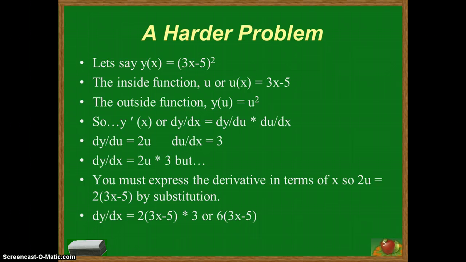dy/du is 2u because y of u was u squared. du/dx is simply 3 because u of x was 3x minus 5. Put them together, we get dy/dx equals 2u times 3. But you must express the derivative in terms of x, so 2u would be 2 times the quantity 3x minus 5 by substitution. So dy/dx, the derivative of our original function, would be 2 times (3x minus 5) times 3, or simply 6 times the quantity 3x minus 5.